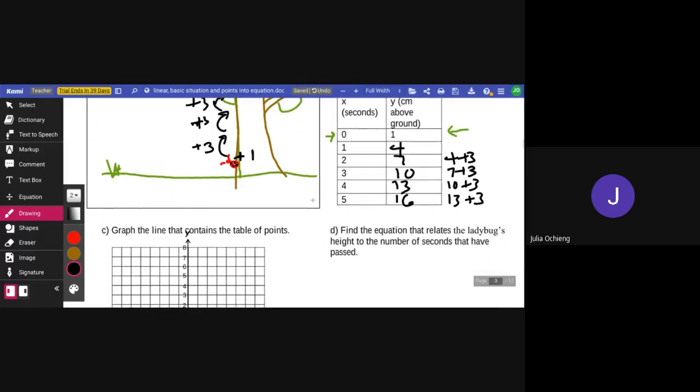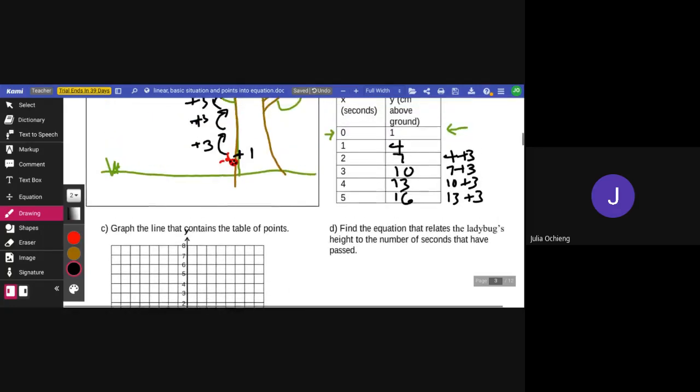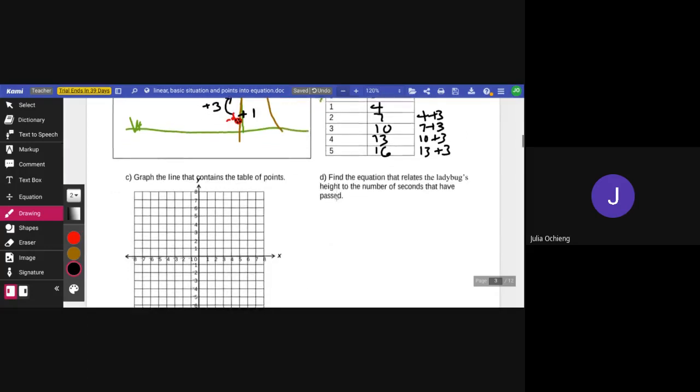C is going to be to graph that line. So I'm going to shrink that a little bit so you can fit that table there.